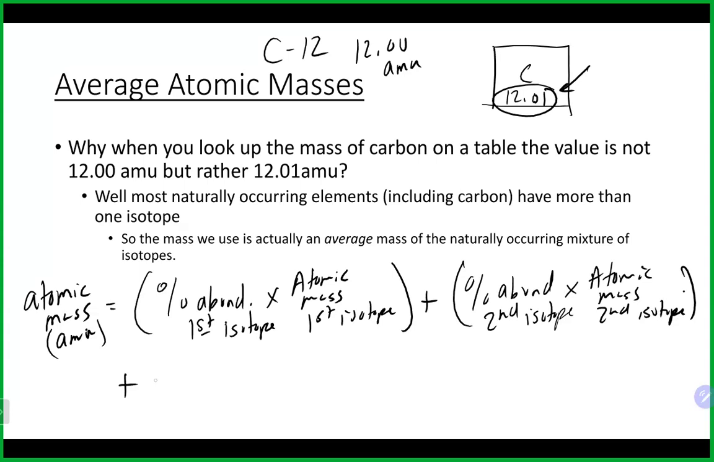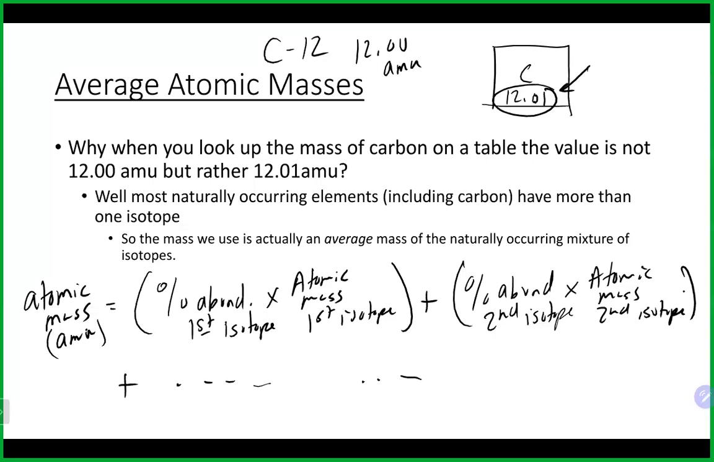And then you add it to the third isotope, fourth, or however many isotopes you have going on for that particular one. Now, this is a plus in between each of those calculations. People always want to multiply for some reason. So it is actually adding between those two, not multiplying.